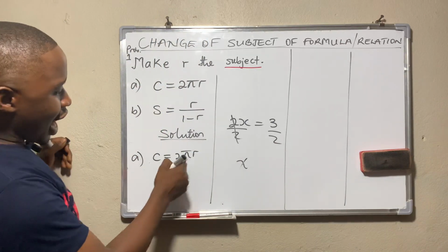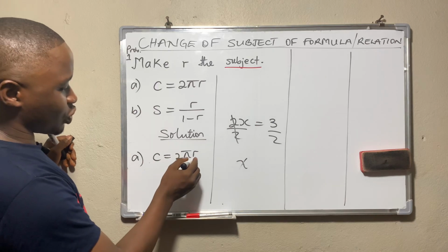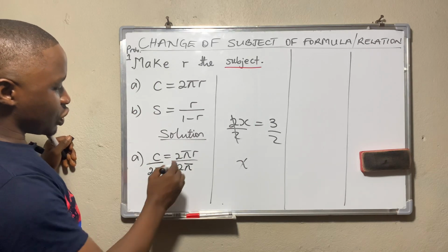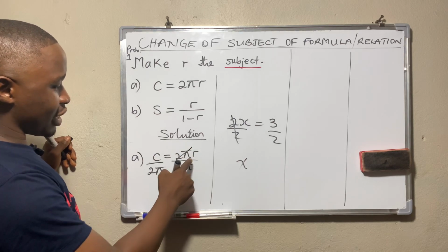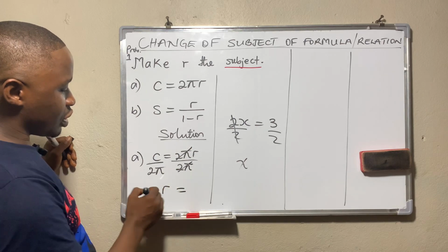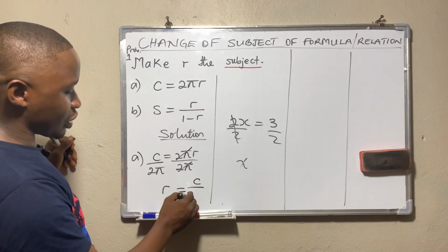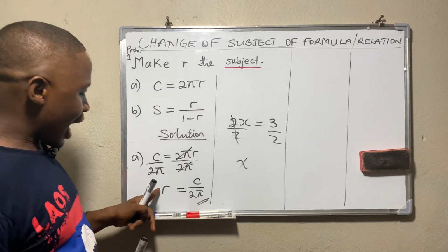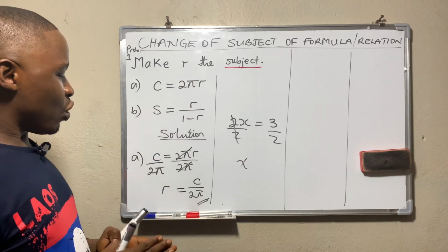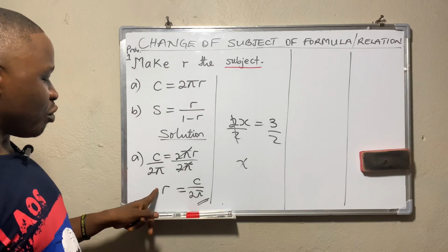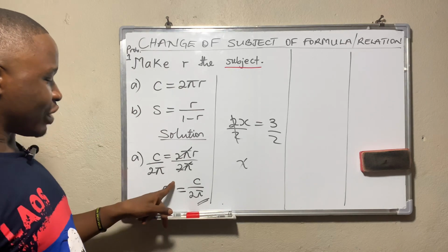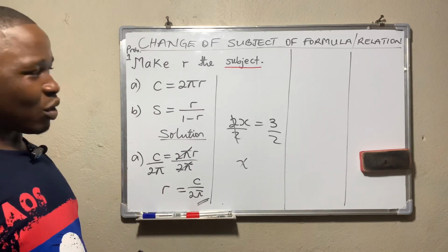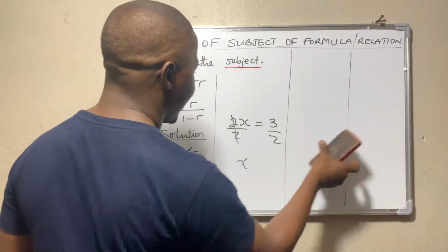Okay. Now, R is standing with what? 2 pi. So we divide both sides by 2 pi. This is 2 pi. So 2 pi takes away 2 pi, leaving R alone. So here is C over 2 pi. So as it stands now, you can see R is standing alone without even a coefficient of more than 1, without a power, without a root. So therefore, we've made what? R the subject of this particular formula.